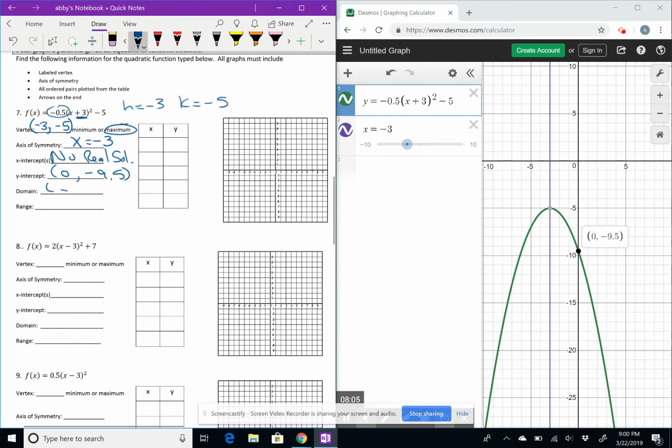Domain is always going to be negative infinity to infinity. Since the graph is upside down, the range starts at negative infinity and then goes to negative 5.